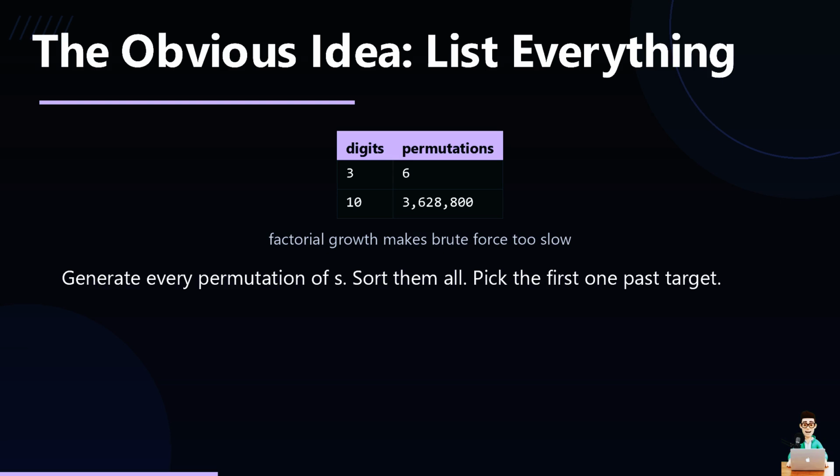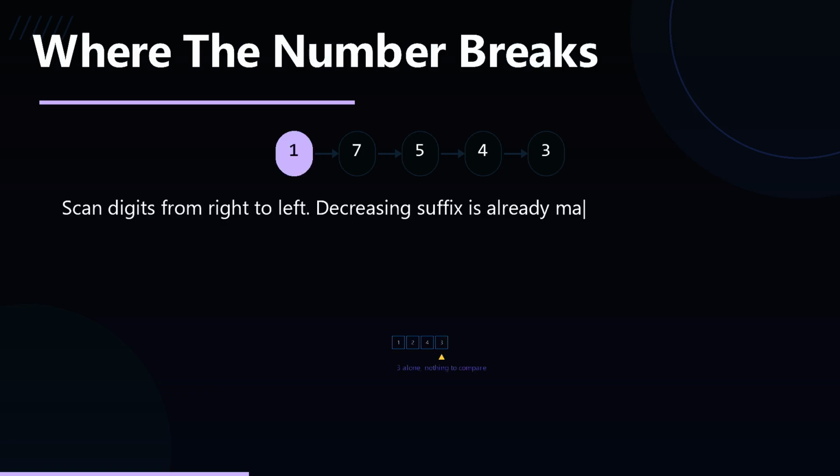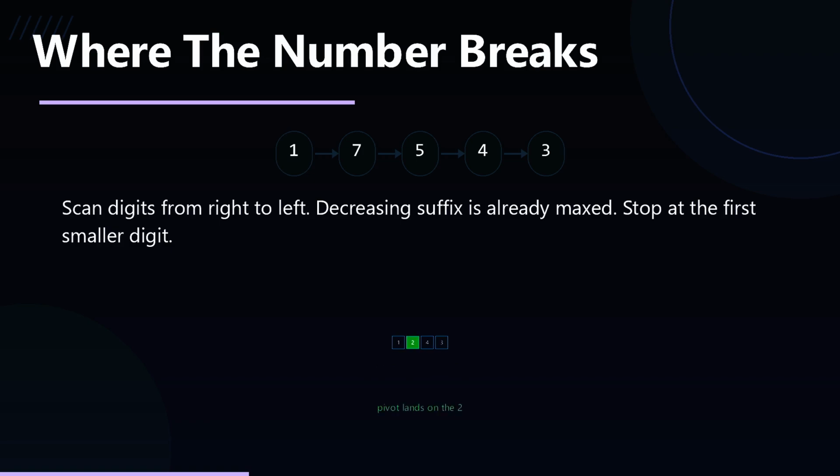Instead, look at the digits from right to left. As long as each digit is bigger than the one after it, that suffix is already maxed out. It can't be rearranged into anything bigger. The moment we find a digit smaller than something to its right, we found our pivot. The one spot we can actually change.